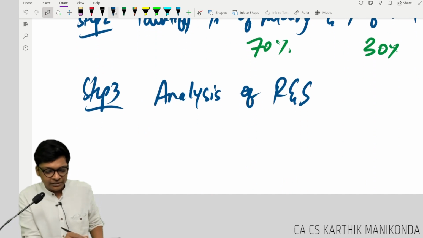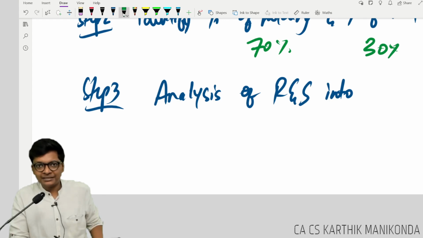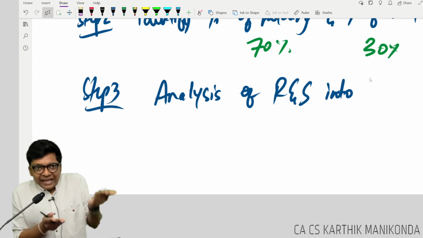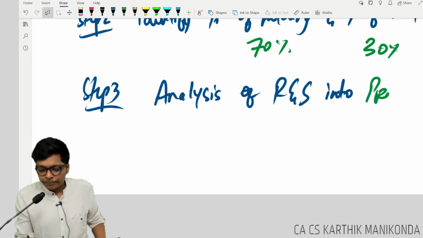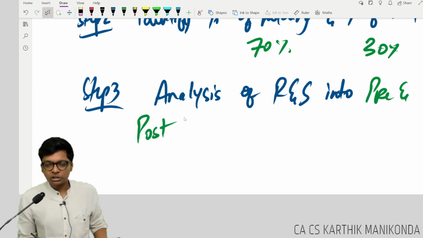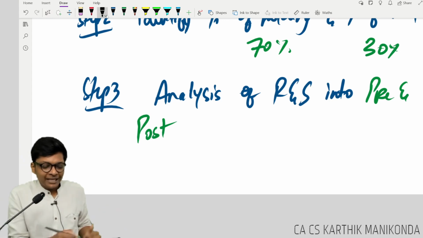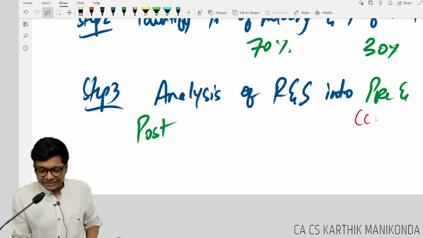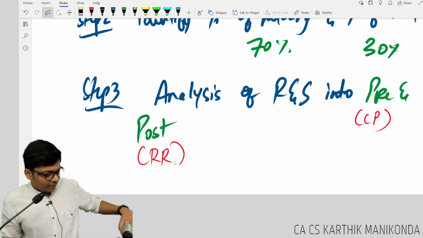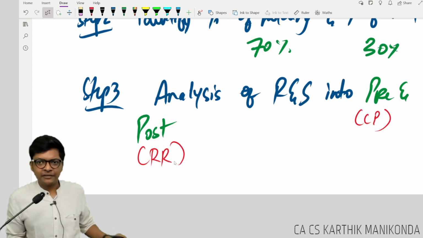So analysis of reserves into, follow, guys, what was there before I came, what came after I came. So into pre and post. Are you following, guys? In our example, 10 was pre, 20 is post. Pre and post is what I will use, but in the book, when you write an exam, pre is capital profits, post is revenue reserve, the term they use. Pre is what, guys? Capital profits, post is revenue reserve.